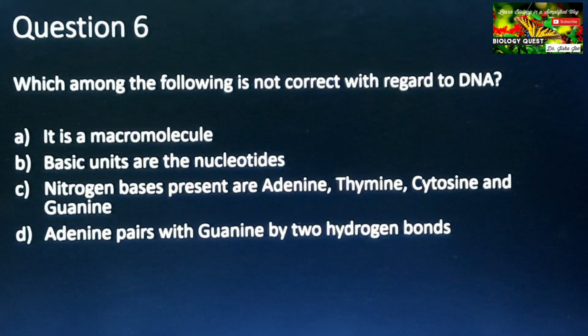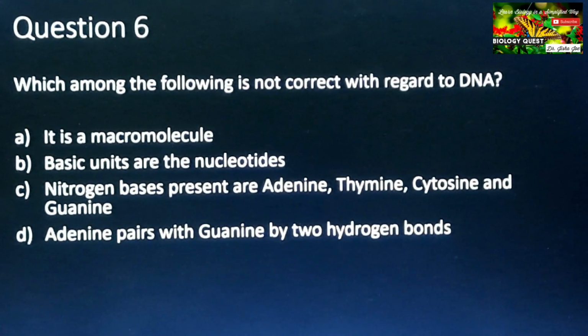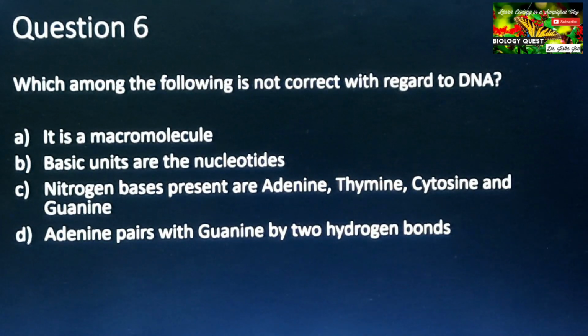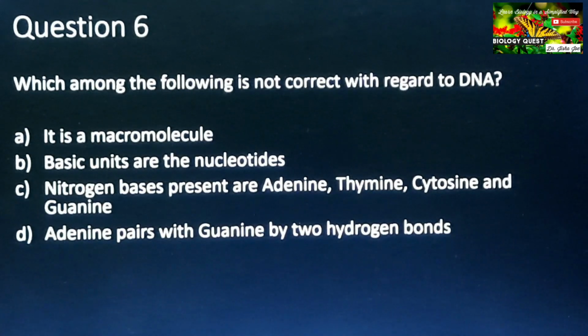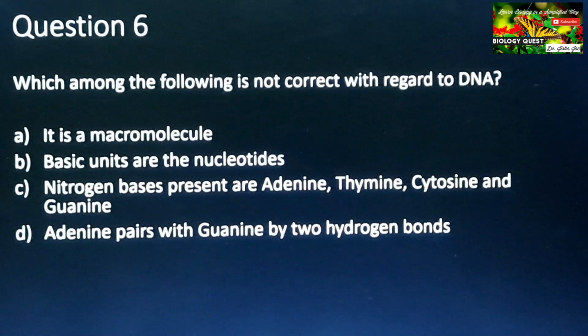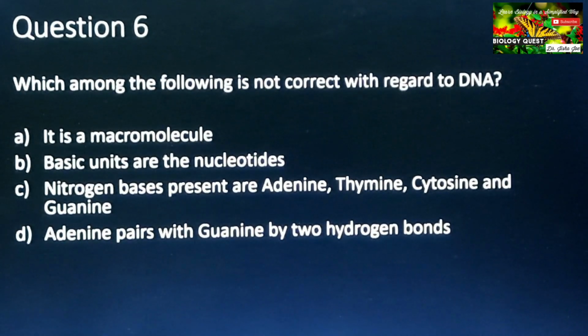So let us move on to the first option. It is a macromolecule. Yes, it is a macromolecule. Macromolecule means it's a large molecule. Okay. B, basic units are nucleotides. That is true. Option C, the nitrogen bases present. So we know the nucleotides are formed of the phosphate, sugar. Each nucleotide is formed of a phosphate group, sugar, and a nitrogen base. There are 4 nitrogen bases present in DNA. They are adenine, thymine, cytosine, and guanine. So option C is also correct.